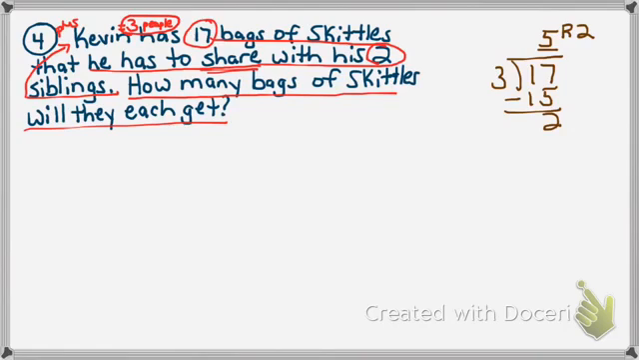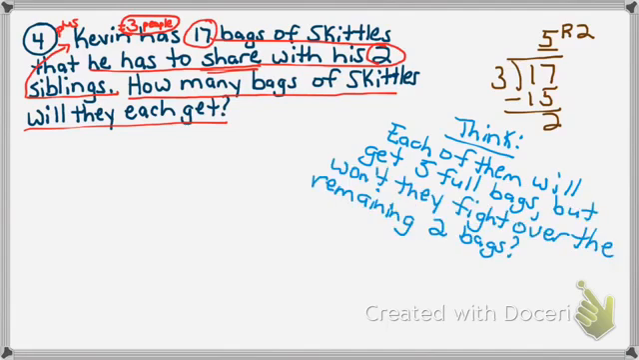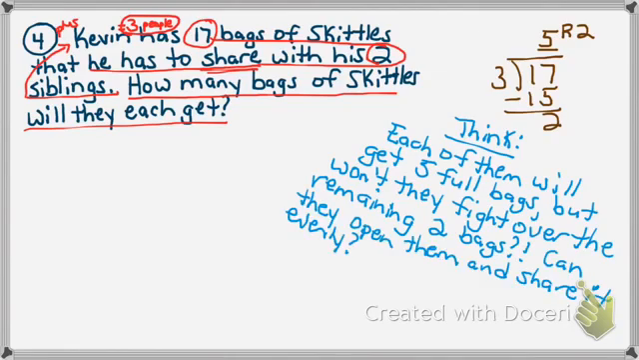I need to stop and think it out. So when I'm thinking of my 5 remainder 2, it means that each of them will get 5 full bags and there will be 2 bags left over. But I know that if there's siblings, there's 3 kids, aren't they going to fight over those remaining 2 bags? They're not just going to say, oh well, they're going to fight over who gets them. So what should I do?